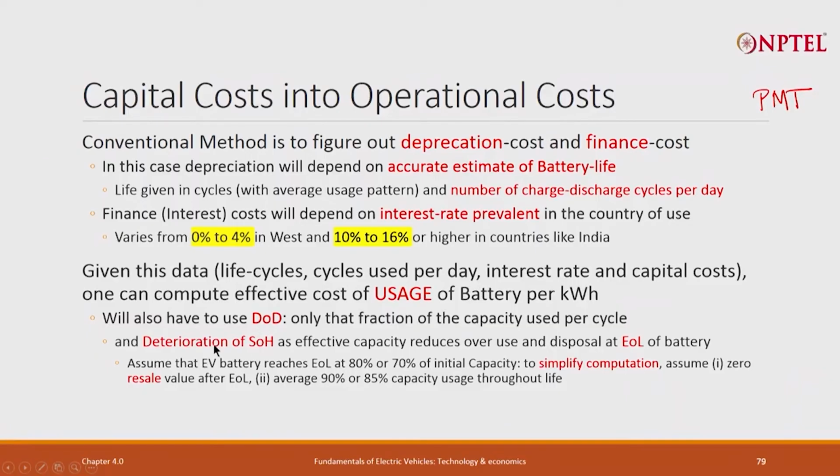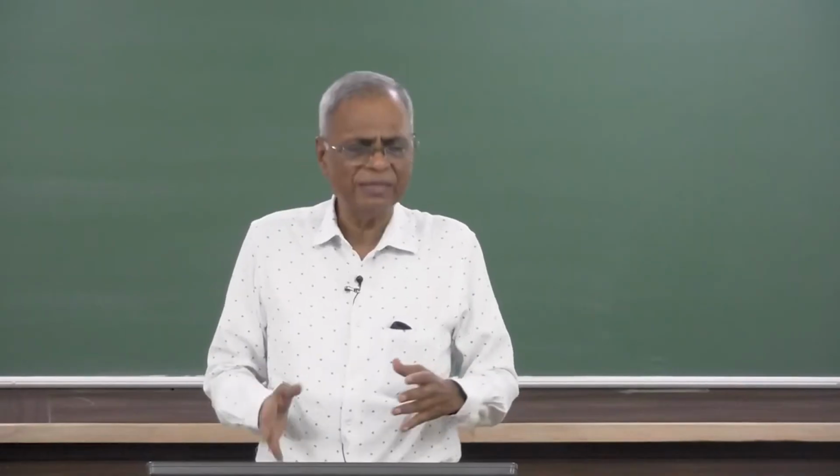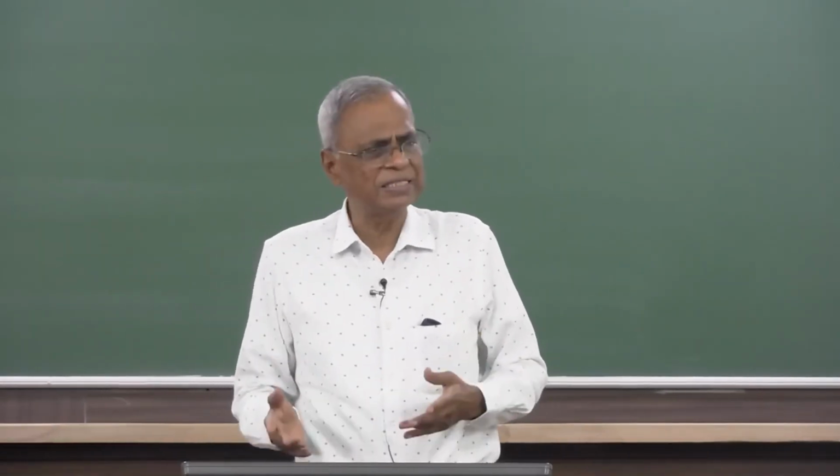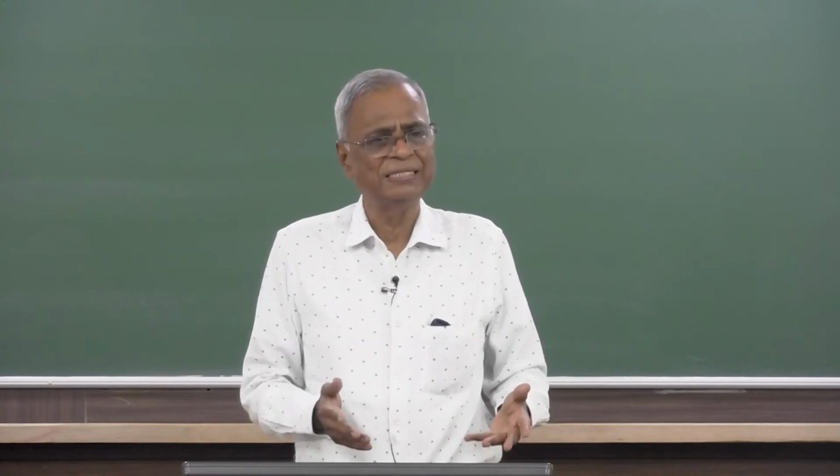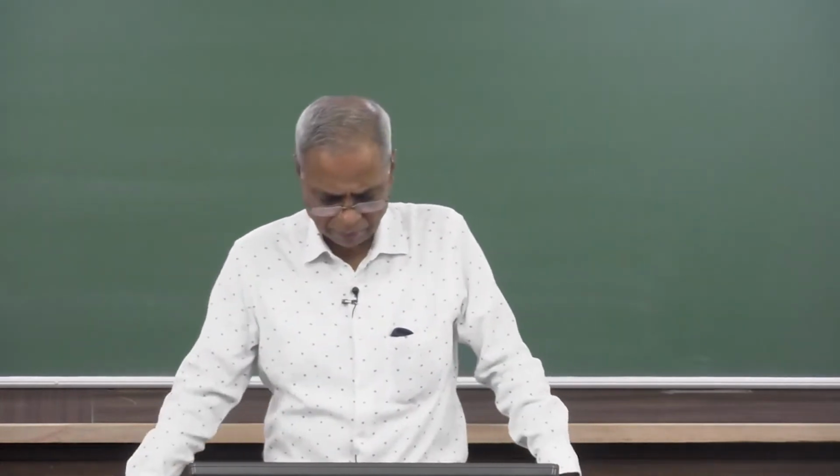In our computation, we will assume here that a battery reaches end of life at 80% or 70%. Normally, that is what you use. If I initially got 100 kilometers, and now I am getting 80 or 70 kilometers, I will certainly replace the battery. I do not want to use it. So, end of life is taken as 70, 75, or 80; a good value is 80.